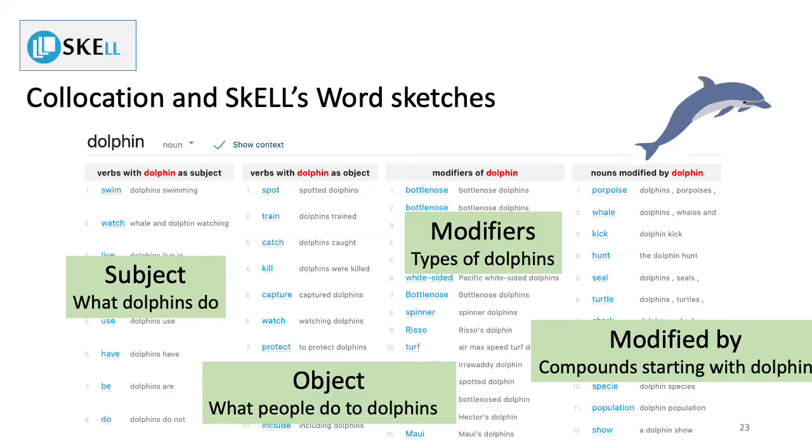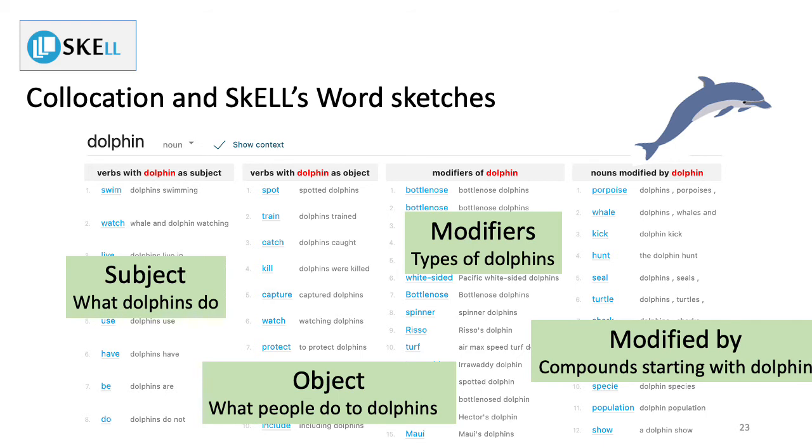When we look at SkELL's collocations, which we haven't done so far, we've looked at the example sentences and the other words, but here we've got the word sketches. So I've just looked at the word sketch of dolphin here, and what SkELL does is it organizes the collocations into grammatical relationships. So we've got subject, verbs, objects, etc.